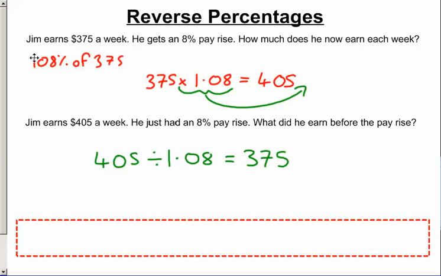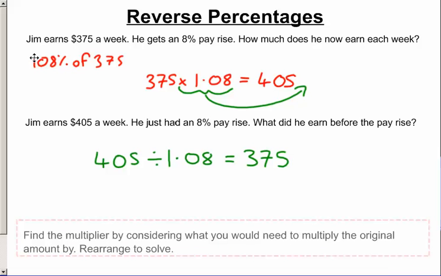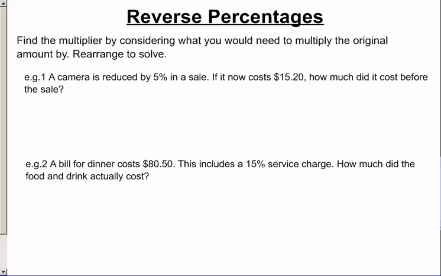The way we often do this is we use a little bit of algebra to do the rearrangement. We're going to see that in the examples on the next slide. But as a recap of what we're actually doing, we're finding the multiplier by considering what we did to the original amount. So what did we have to multiply the original amount by? Well, we had to multiply by 1.08 to get the increase. So we're going to have to divide by 1.08 to undo that multiplication. So let's have a look at two examples.